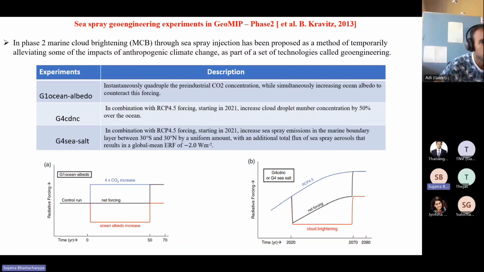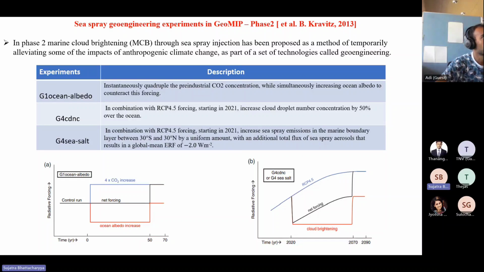So in phase 2, the sea spray geoengineering experiment, marine cloud brightening (MCB) and sea spray injection have been proposed as a method of temporarily alleviating some of the impact of anthropogenic climate change. So here they conduct three more model simulations. First is G1 ocean albedo.